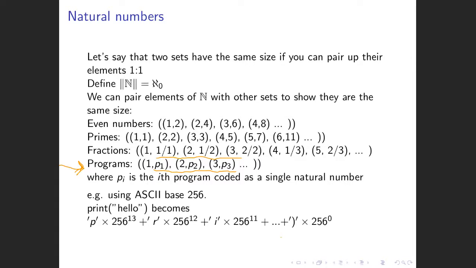So yeah, for anyone who's not seen this before, here's a way of coding a program as a number using ASCII base 256. So here's a very simple program, print hello. We're going to take each character of this, and we're going to read it as a big number in base 256. So that closing bracket is here, and that takes the value of 1 because it's in base 256. So this column of the number is how many 256 to the zeros you have.